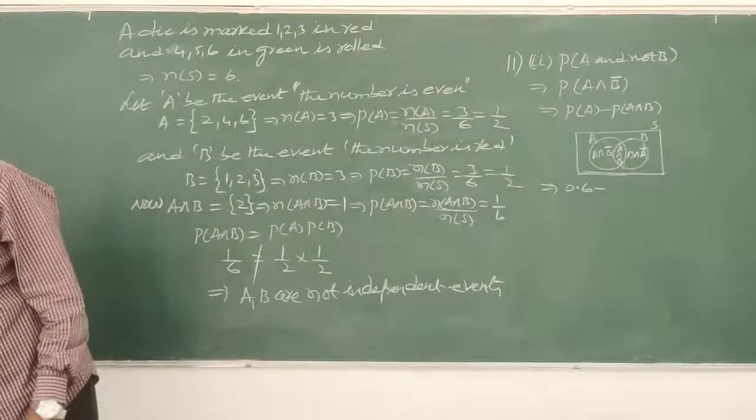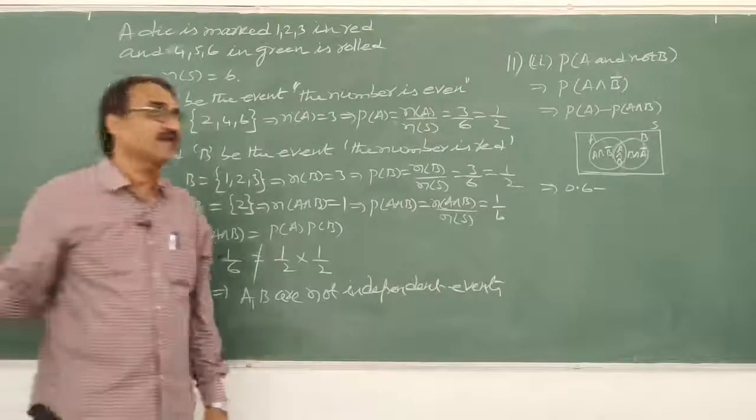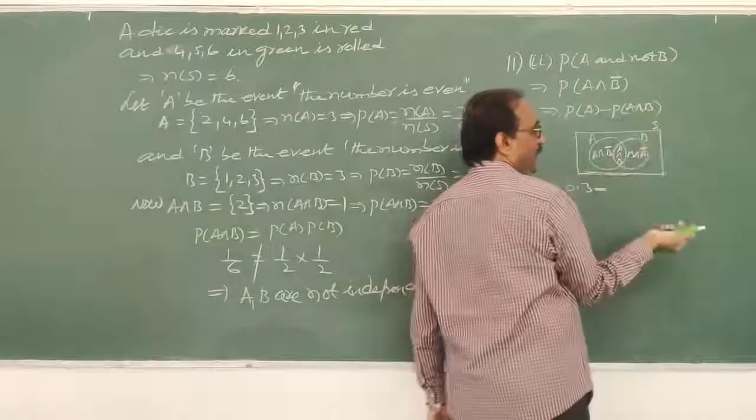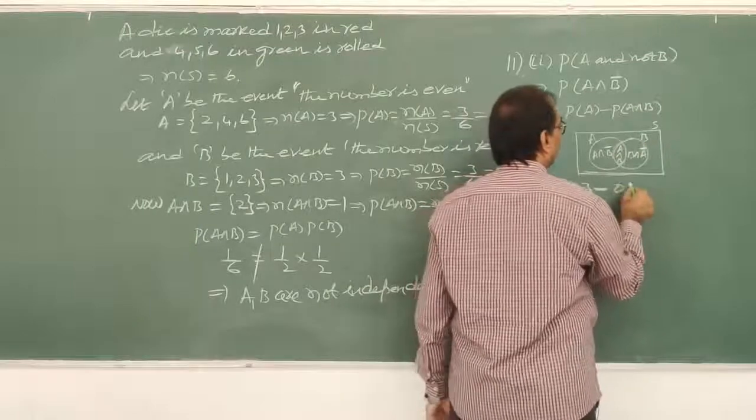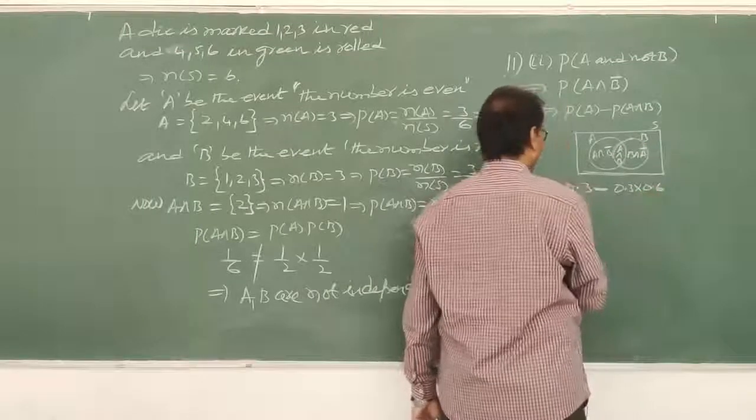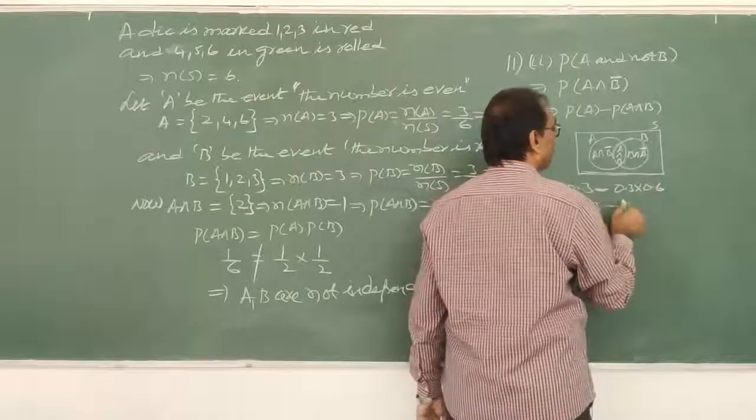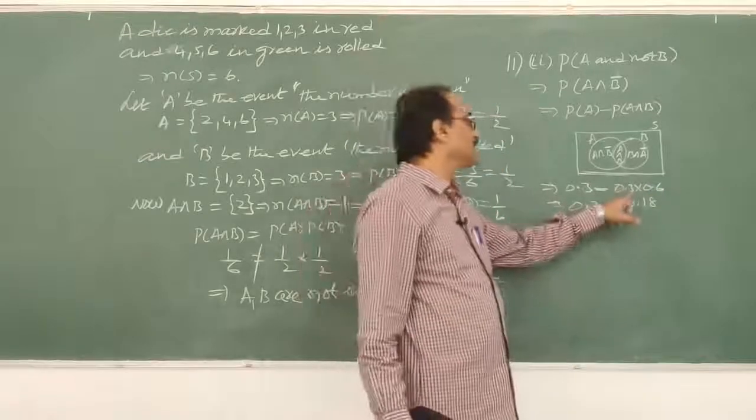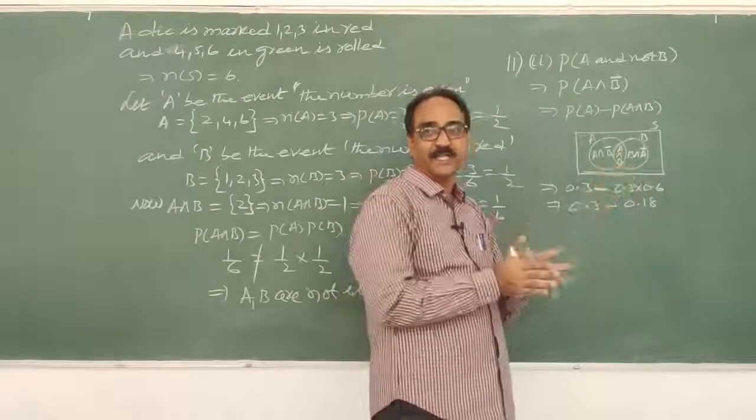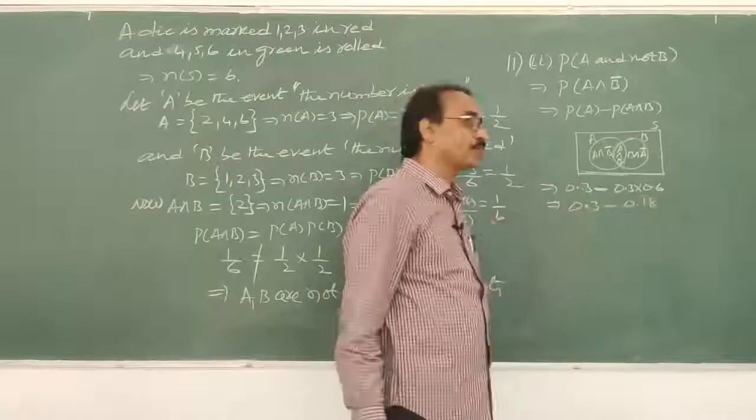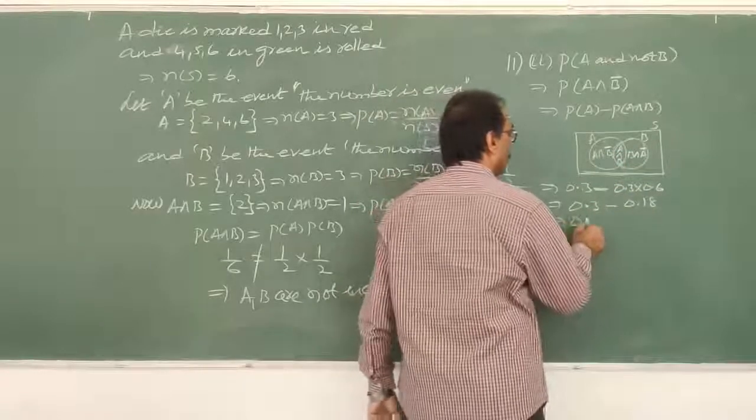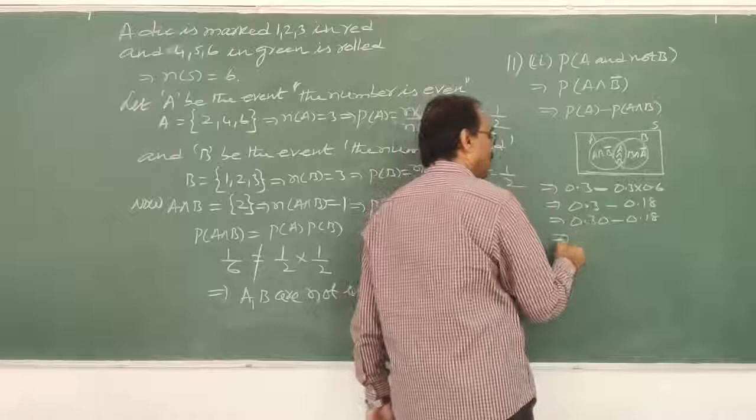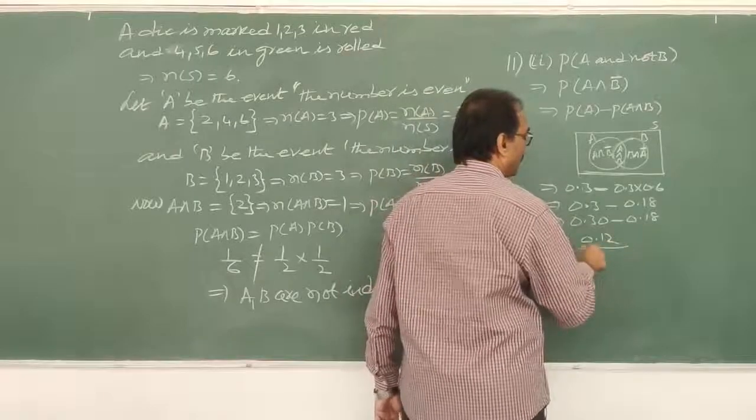So P of A is 0.3 and P of B is 0.6. P of A intersection B, independent, is P of A into P of B, 0.3 into 0.6, which gives 0.3 minus 0.18. 6 threes are 18. Here one digit after the decimal point, here one digit after the decimal point, and when you multiply you should add them, so after the decimal point 2 digits, 0.18. So this implies 0.30 minus 0.18, which is 30 minus 18, that is 12. So 0.12 is the answer.